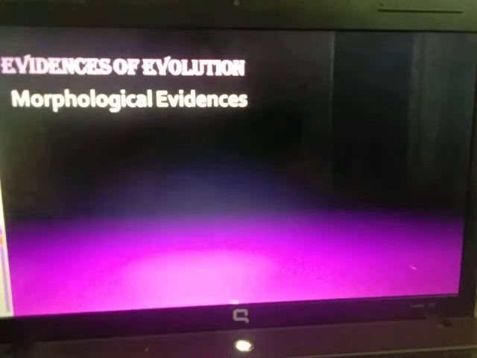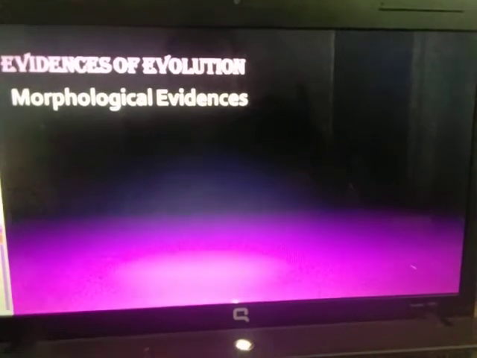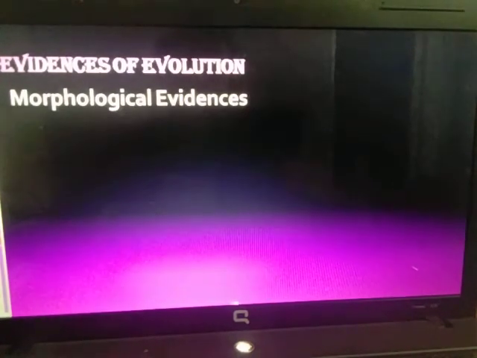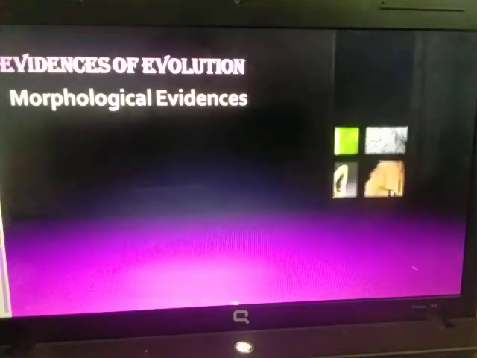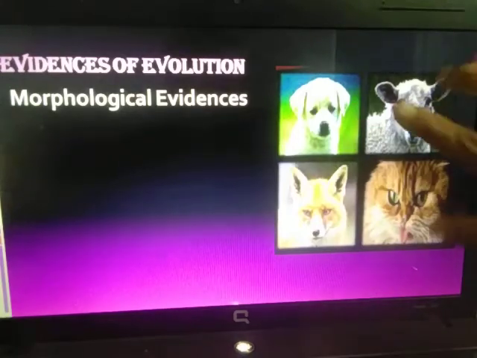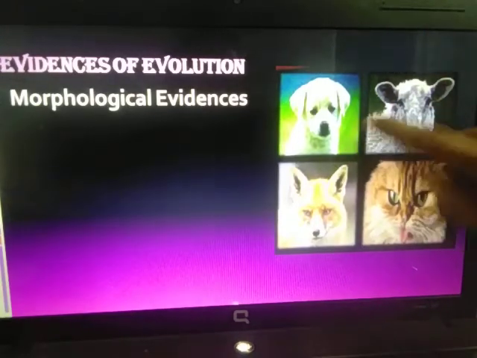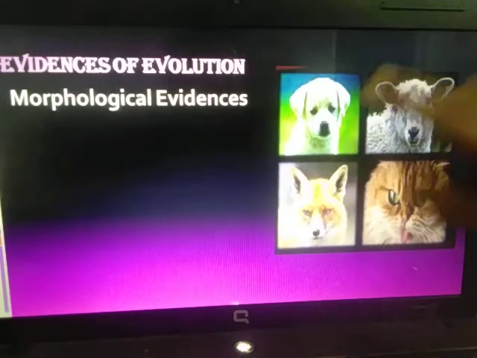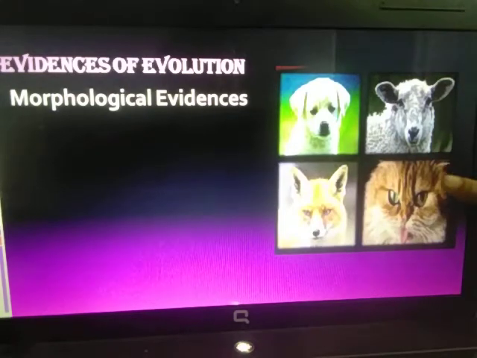Now, what is morphology? First of all, you should know what morphology is. Morphology is the study of the appearance of living organisms. That means the outer appearance. So let me show this picture to you first. You can see I have placed pictures of a dog, a sheep, a fox and a cat.